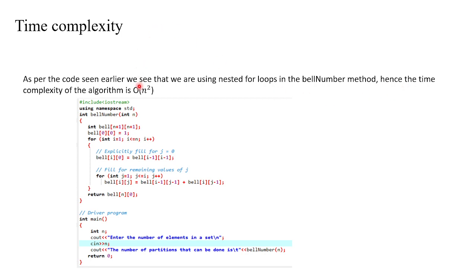Now, the time complexity of this algorithm. Since we have used a nested loop here, the worst-case time complexity is n squared. With this, I would like to end my presentation.